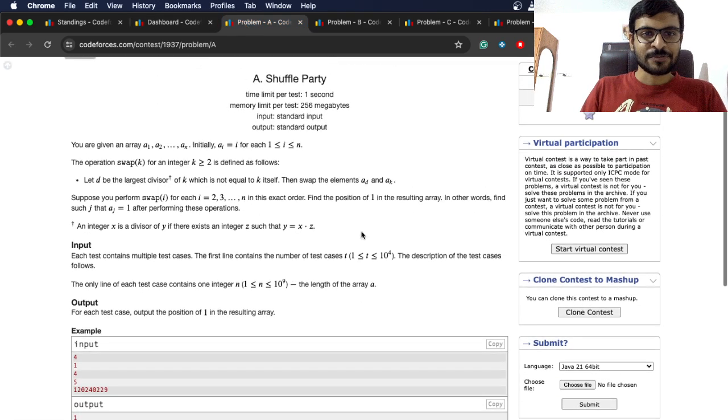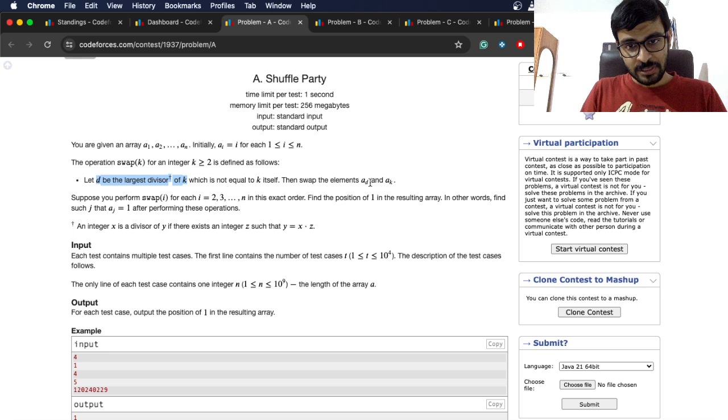It says that we have a shuffle party. We have an array of n integers. Initially a_i is equal to i, and swap of k means that the kth position will get swapped with the dth position, where d is the largest divisor of k which is not equal to k. So a_d and a_k will be swapped, and the swapping happens in this order, from 2 up to n.